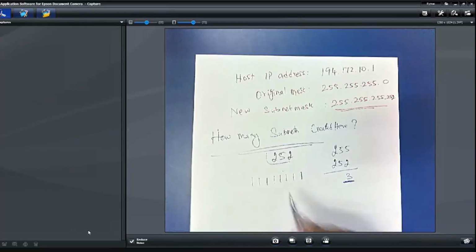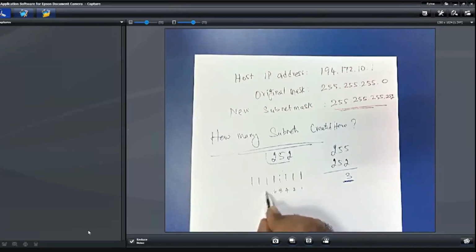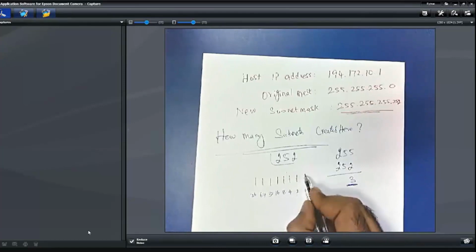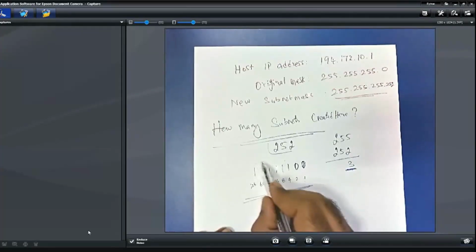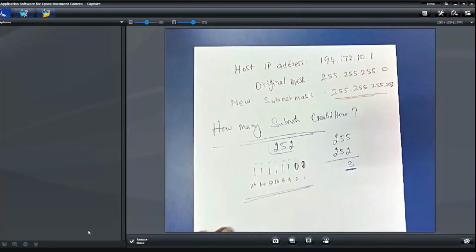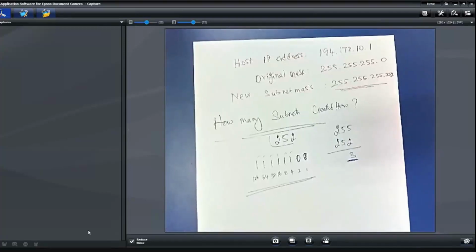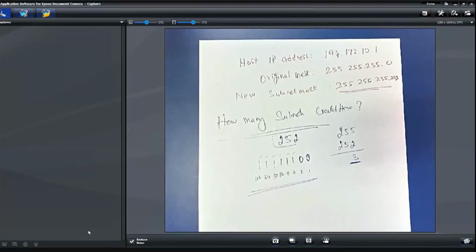So how can I reduce? Go for the place value. Place value is 1, 2, 4, 8, 16, 32, 64, 128. Now we want to reduce 3. Simple, 2 plus 1 is 3. Make those 0. Finished. So 1, 2, 3, 4, 5, 6. So 6 bits borrowed here. So number of bits borrowed is 6.